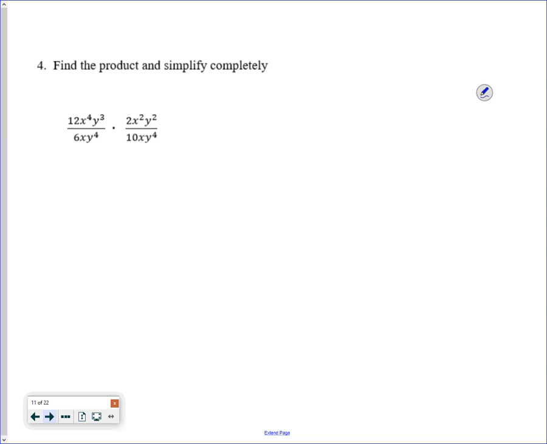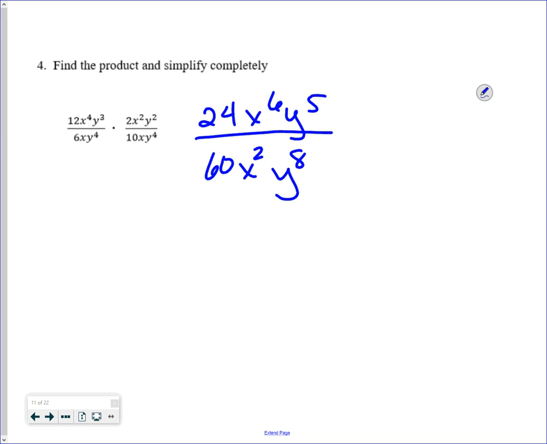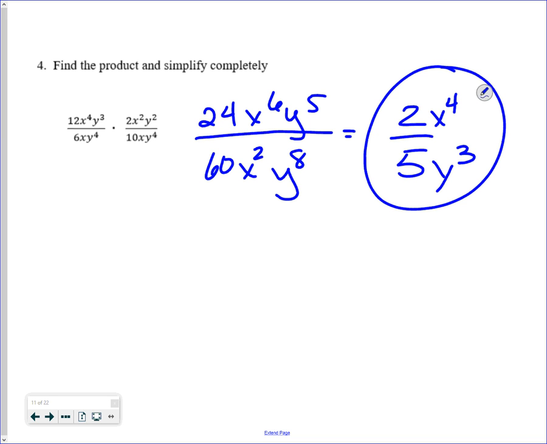Next one, though, we're going to multiply straight across. So if we multiply straight across, we would get 24 x to the 6th, y to the 5th, over 60 x squared, y to the 8th. Reducing that, 24 over 60 reduces to 2/5. X to the 4th after I subtract x to the 6th over x to the 2nd, and y to the 3rd. Next one.